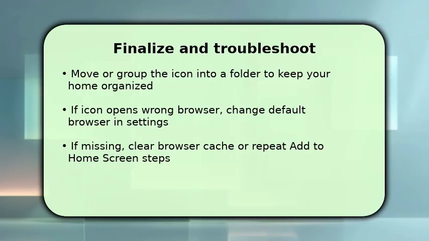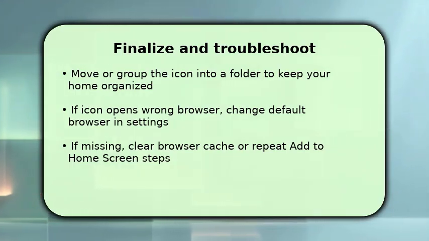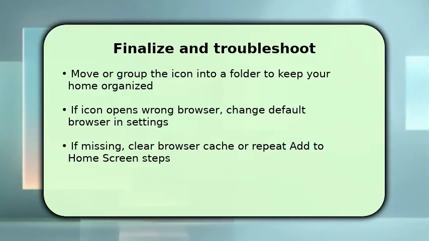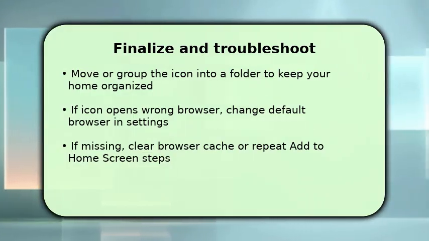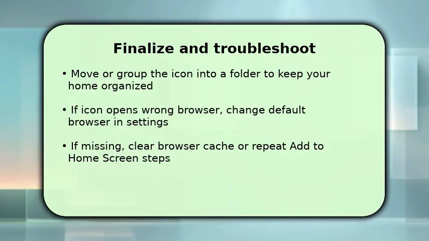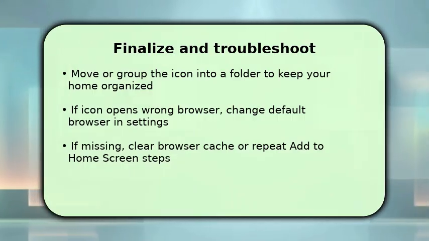If tapping the shortcut opens the wrong browser, change your default browser in System Settings or recreate the shortcut using the desired app. If the shortcut doesn't appear, clear the browser cache, reload Google, and repeat the Add to Home Screen steps. Sometimes permissions or a full cache block creation. If problems persist, restart the device, then try again. That fixes most lingering issues.